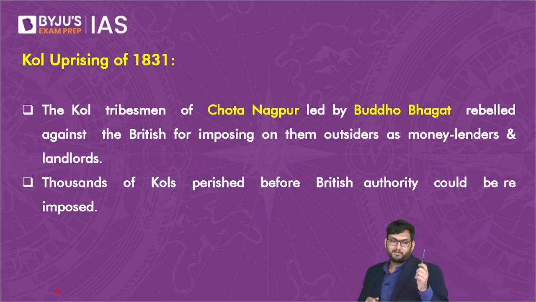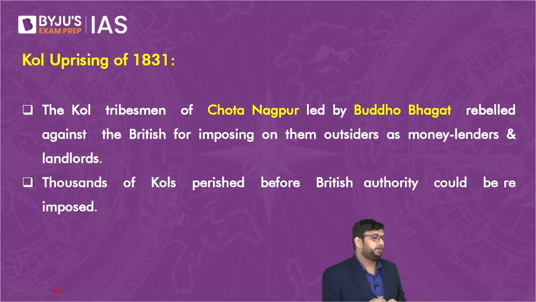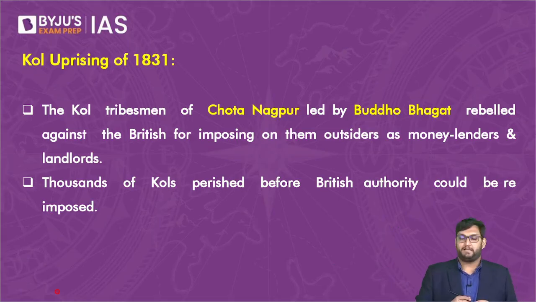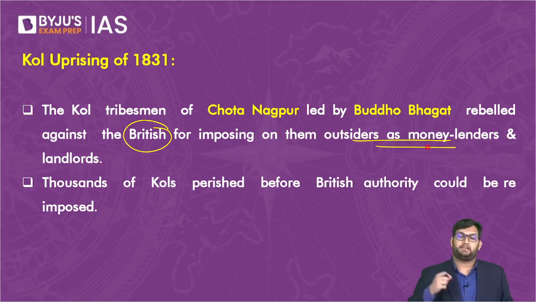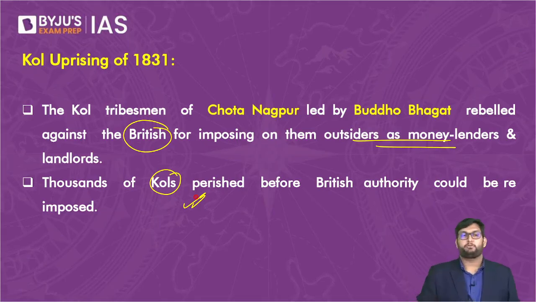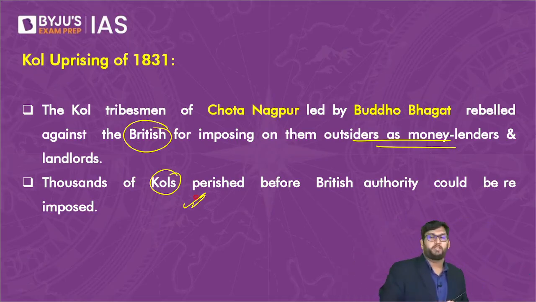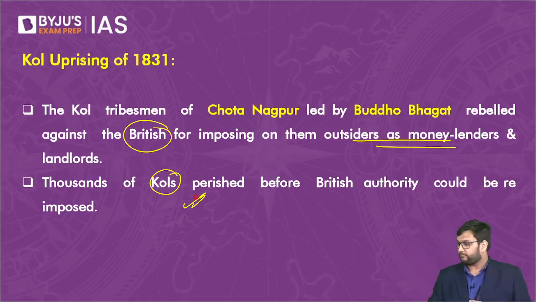Kol, 1831. Chota Nagpur Plateau, led by Budho Bhagat, rebelled against the British, who were pushing moneylenders and landlords into this area. Thousands of Kols will perish when the British show repression. And this is going to be a very standard feature: unlike the peasants, the tribals are not going to negotiate with the British. The tribals will rebel against the British.